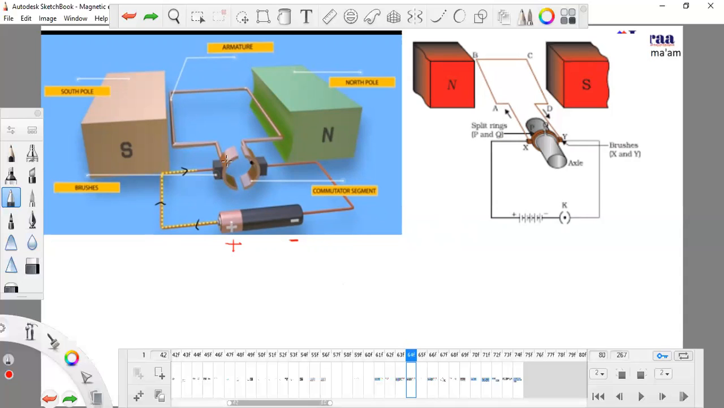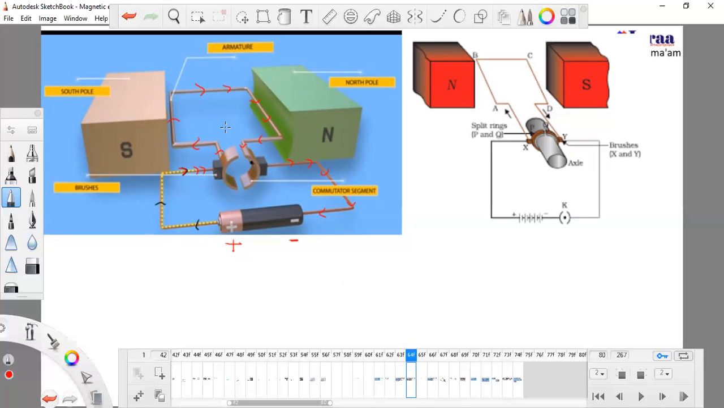So how will the electricity pass on? The electricity will pass on like this. This is the path by which the electricity will pass. So this is our circuit. Our circuit is clear.